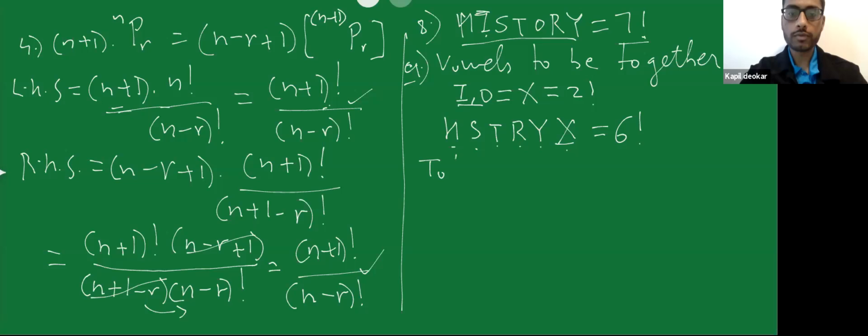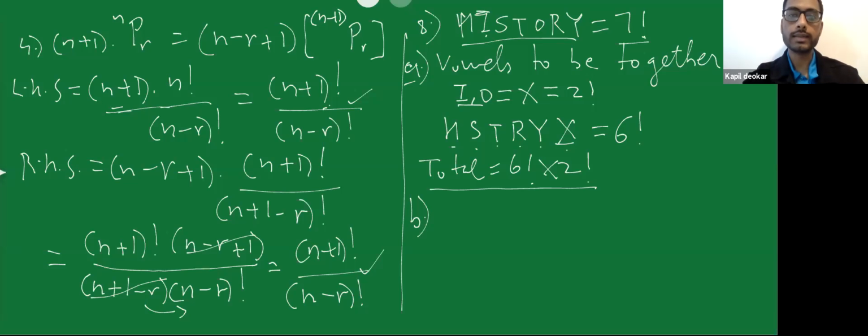Therefore, the total number of ways of arranging is equal to: the units' arrangement is 6 factorial and the vowels can be arranged in 2 factorial. So the total number of ways in which vowels are together is equal to 6 factorial into 2 factorial. We'll be looking at a few more examples of this, so you'll understand more and more.